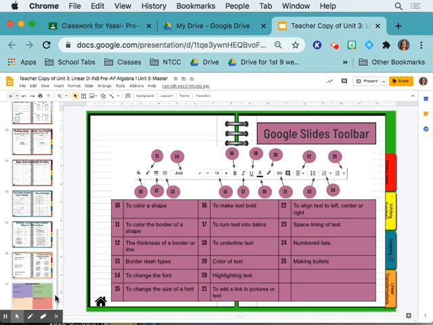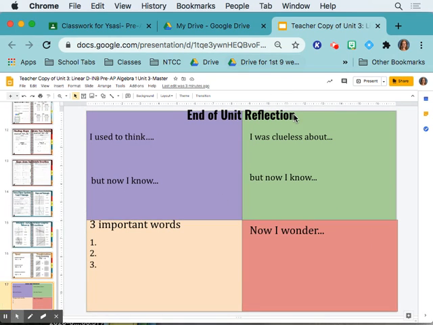Something I want to remind you of: at the end of the unit, this end of unit reflection is something I read and I'm counting. I am reading it and deciding, are you really thinking about what you learned this unit? Are you really reflecting on what you were clueless about before and what you now know? Are you really wondering about something? Are these important words that we learned within the unit? This is something that I want you to do to reflect on your learning from the unit. So if you leave it blank, it's counted off. If you don't take it seriously, then you're counted off as well.